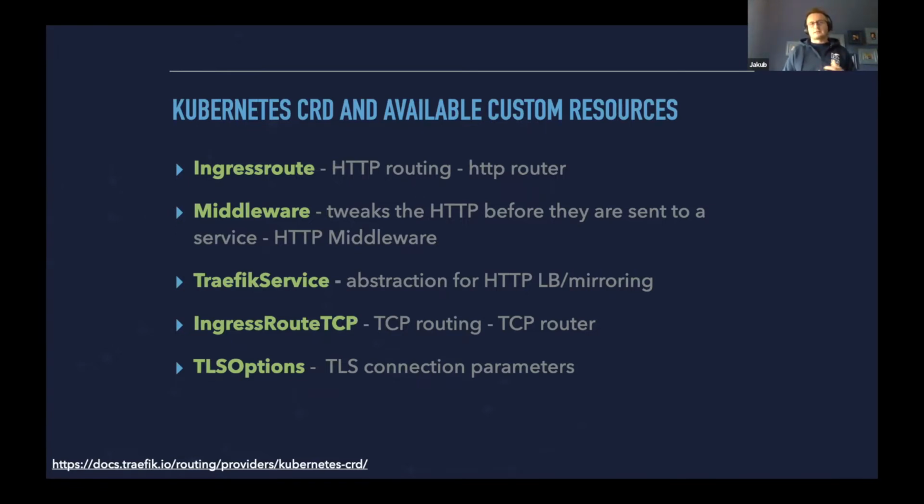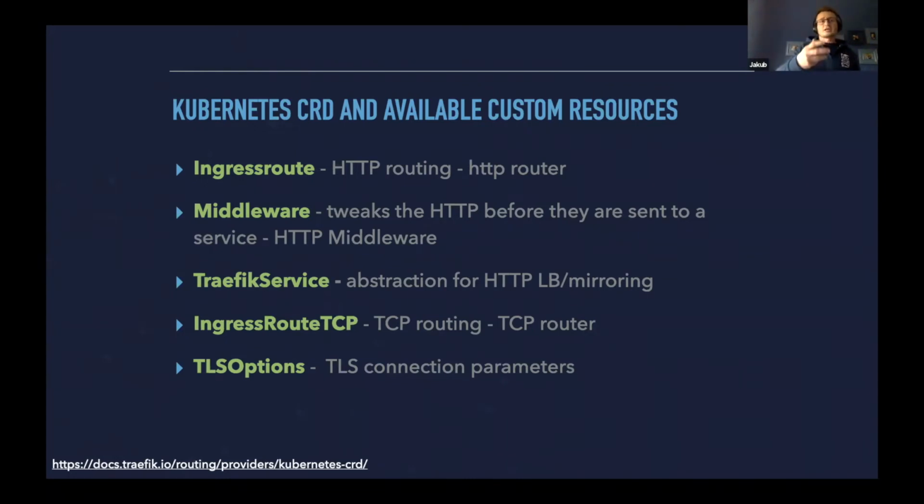Middleware is a resource that you can use for tweaking your HTTP request. This is what I presented on one of the previous slides, that you have middlewares to tweak HTTP requests on the router level. And of course, you have a TraefikService. TraefikService is an abstraction layer for HTTP load balancing and mirroring, so you can create the TraefikService and expose a port using that object.